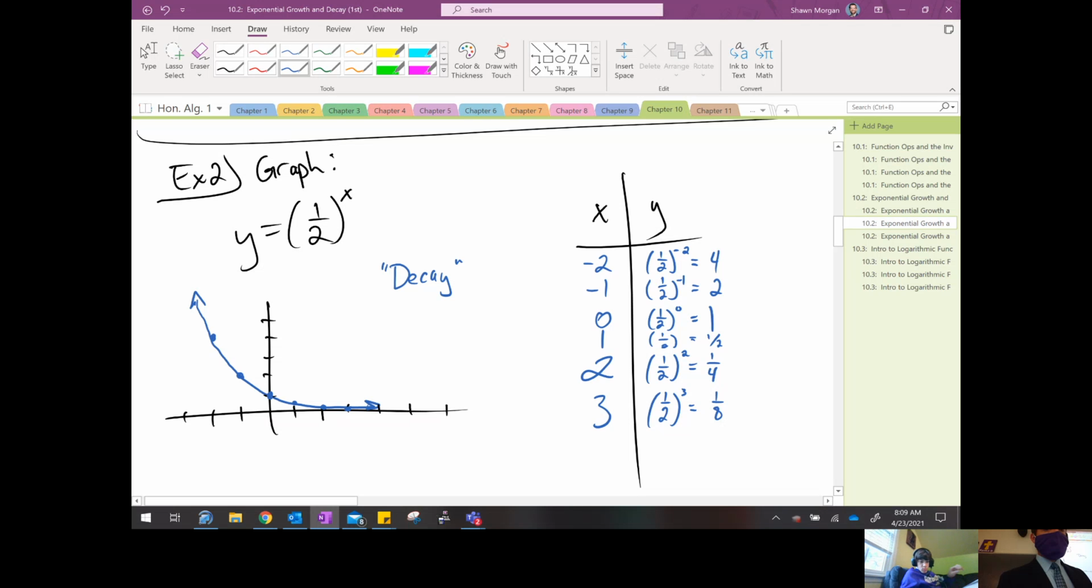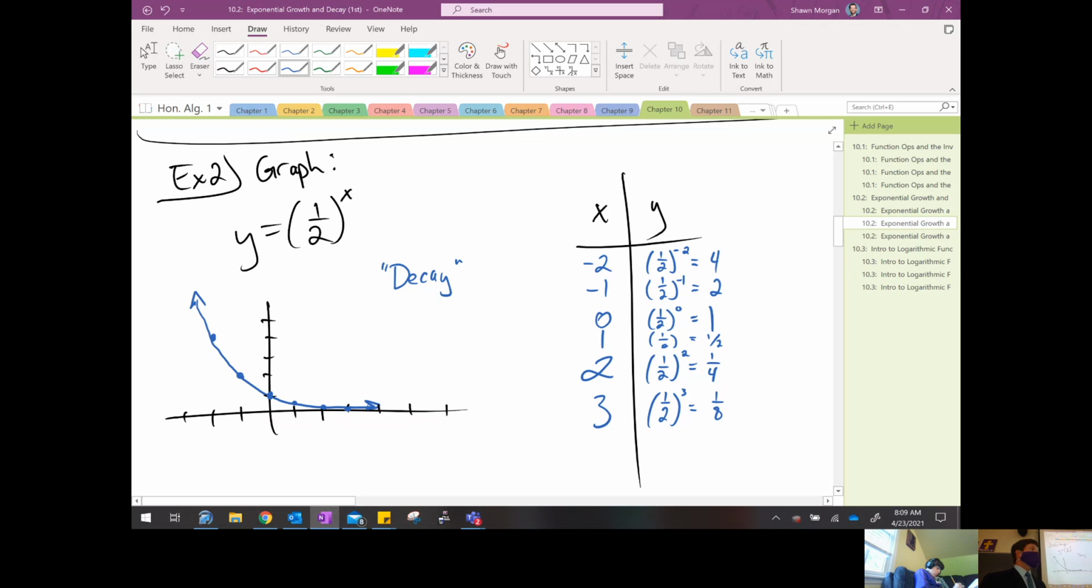Decay. And exponential decay occurs when the base is between 0 and 1. Write that down. You'll see it in a slide here a little bit later on. But exponential decay occurs when the base is between 0 and 1. Exponential growth occurs when the base is more than 1. If the base equals 1, it's just a boring flat horizontal line. And so there you go.